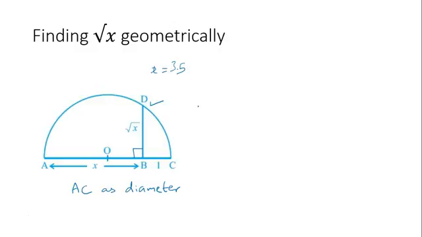Let's try to prove that BD is equal to root x. For that you need to consider this triangle OBD. In triangle OBD, you have this angle B as a right angle. So you can apply Pythagoras theorem. You can write OD squared is equal to OB squared plus BD squared, or BD squared equals OD squared minus OB squared.